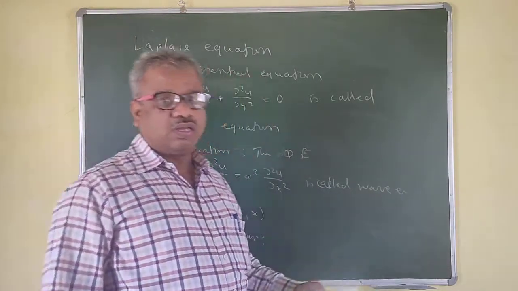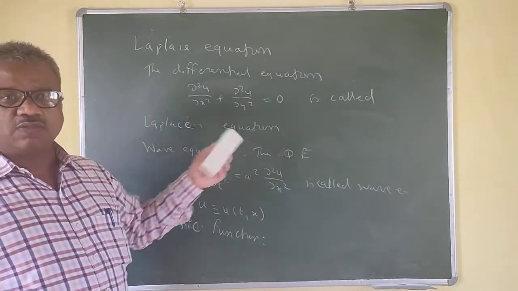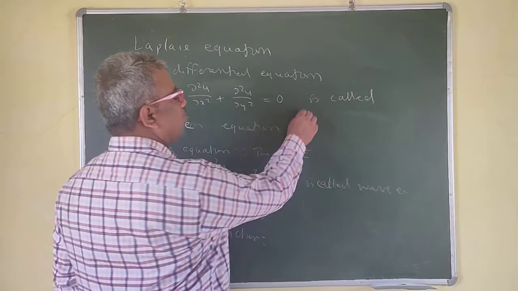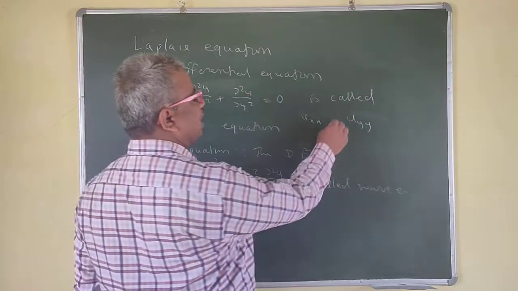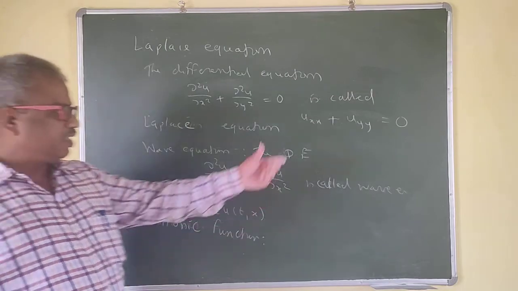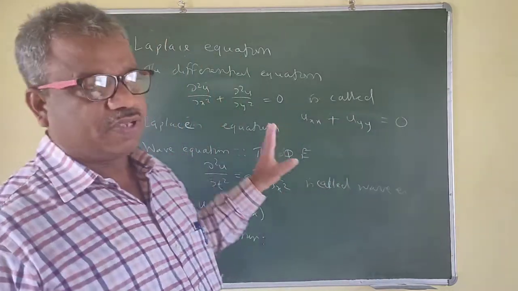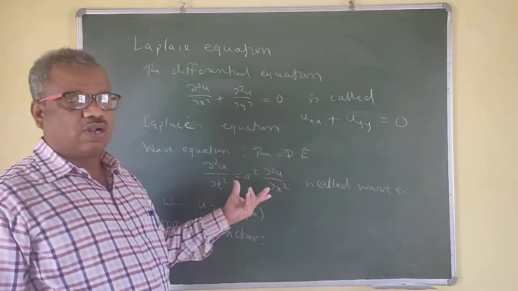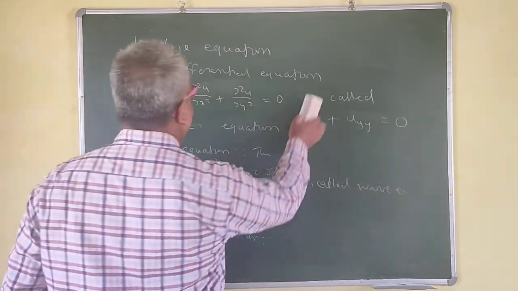That means if a problem is asked like this: show that the function is harmonic, show that it satisfies the Laplace equation. So the Laplace equation is what? You have to differentiate u with respect to x, again with respect to x, differentiate u with respect to y, again with respect to y, and take the sum of these. Show that the sum is 0. If the sum is 0, then it satisfies the Laplace equation, and it is also called a harmonic function. And this is the wave equation, where a is a constant.